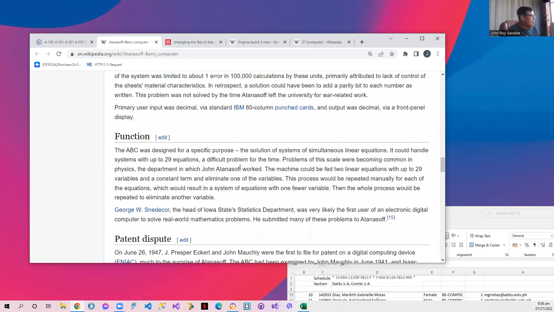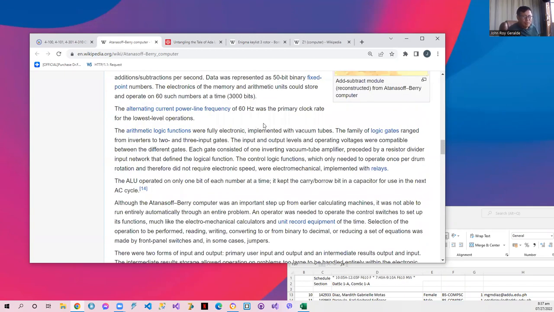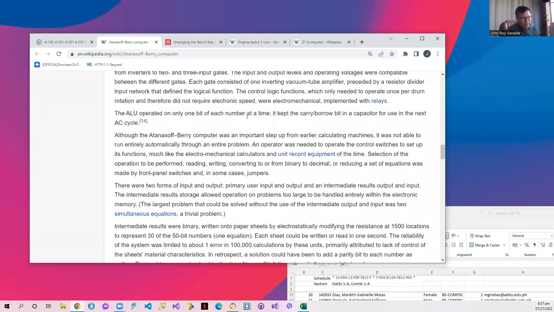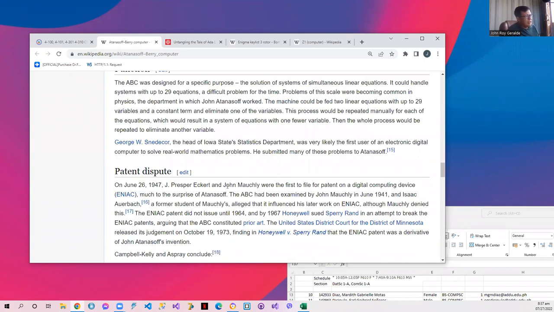You follow? This became very controversial because there was a debate on who really invented the first electronic computer in the US. No? Nowadays, the very first inventor of an electronic digital computer in the US is considered to be John Vincent Atanasoff and Clifford Berry. Although it was initially claimed by J. Prosper Eckert and John Mauchly, the inventor of ENIAC.